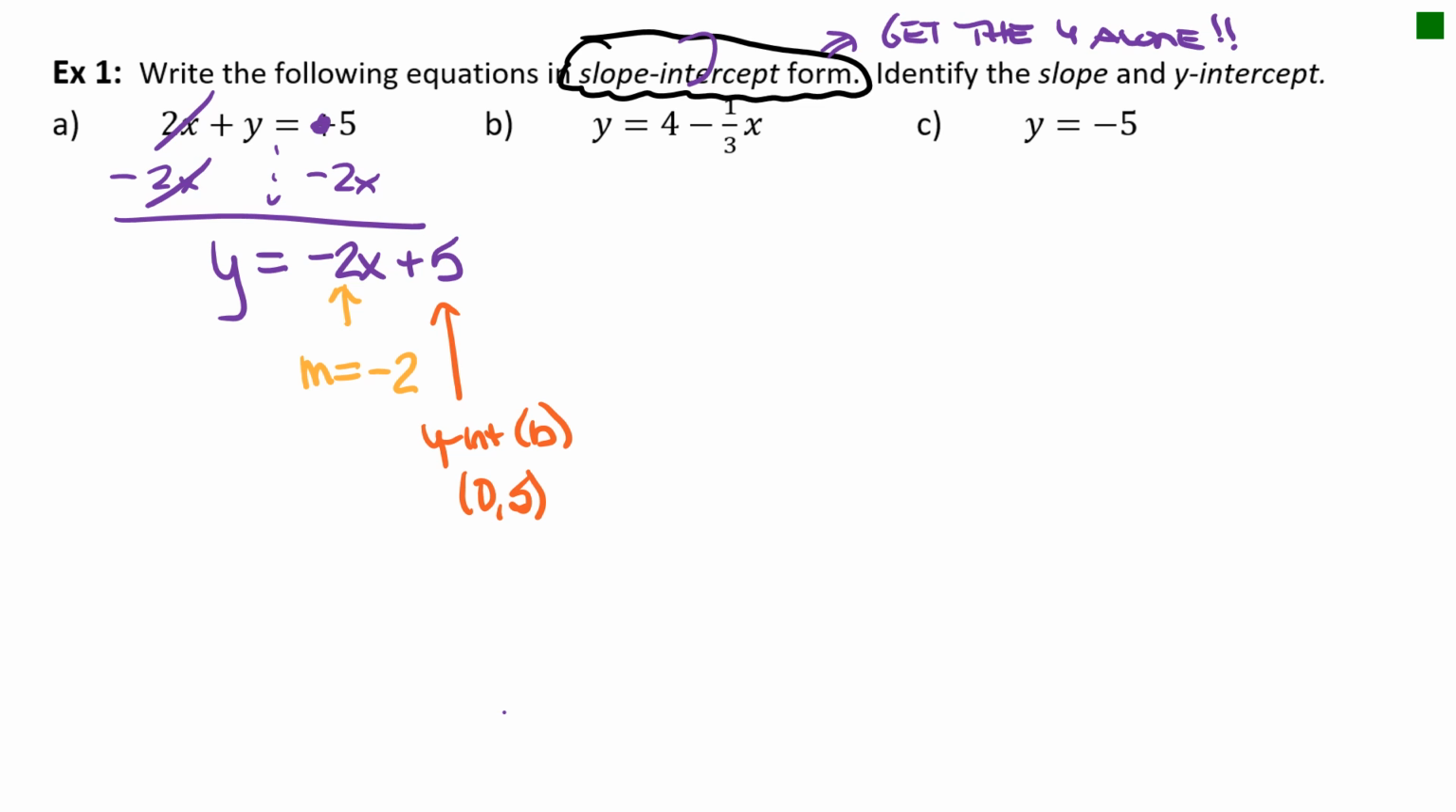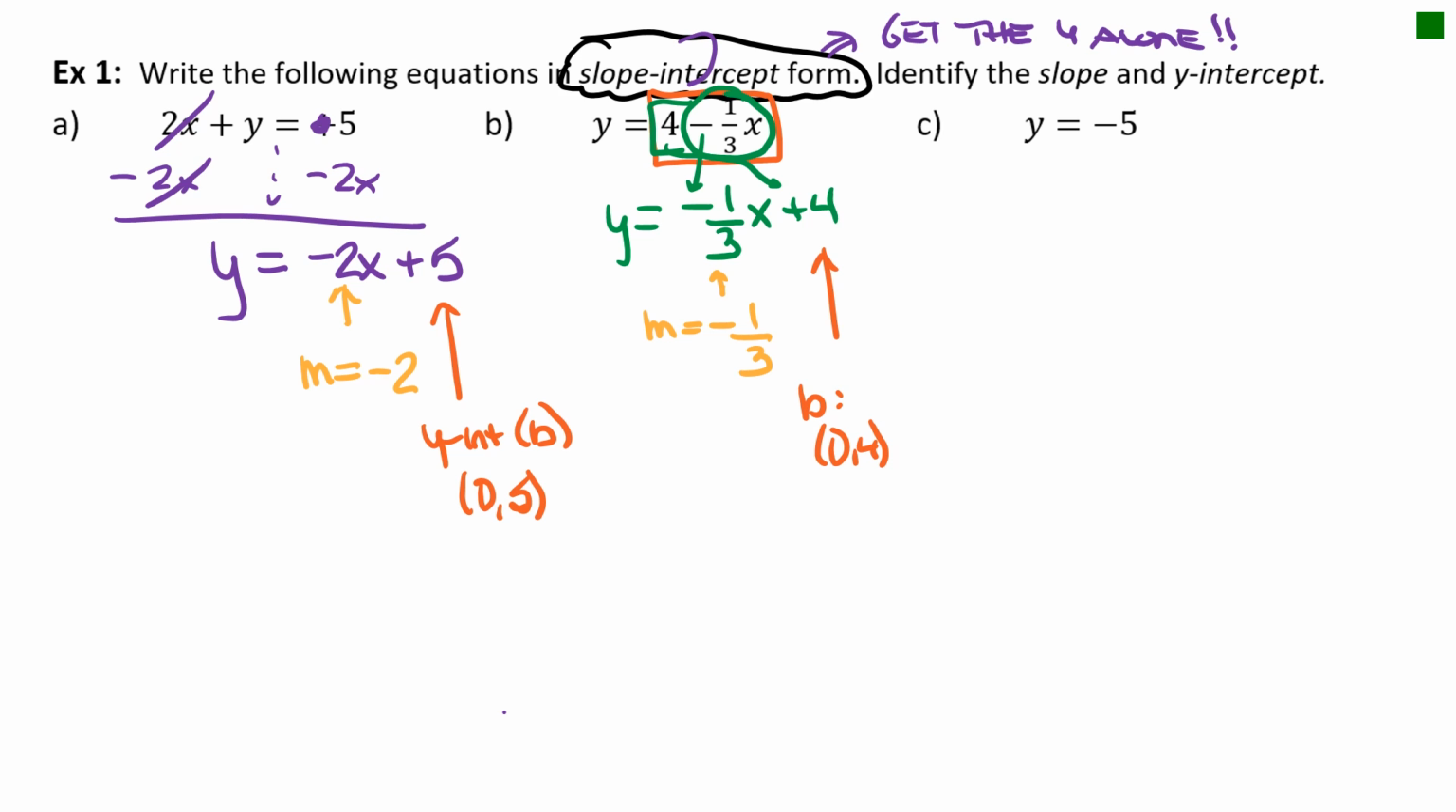So look at b. Is it in slope-intercept form? It's pretty darn close, except these two are backwards, aren't they? But they're on the same side of the equal sign. So you're going to leave the y, you're going to leave the equal, and you're just going to rewrite -1/3 x plus 4. What you have to pay attention to is the 1/3 x is negative, so it stays negative. The 4 is positive, so it has a positive 4. So what's your slope? It's right here, -1/3. What's your y-intercept? It's right here, 0, 4.